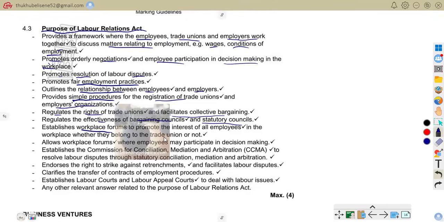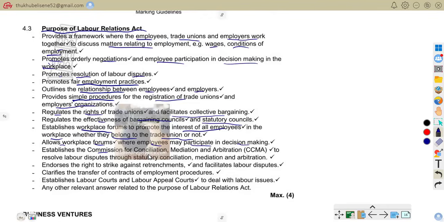Establish workplace forums to promote the interest of all employees in the workplace, whether they belong to a trade union or not. These workplace forums allow employees to participate in decision making affecting the workplace. Meaning to say, workers are given the opportunity to contribute ideas and opinions in workplace decisions.